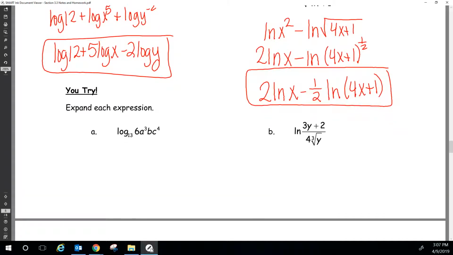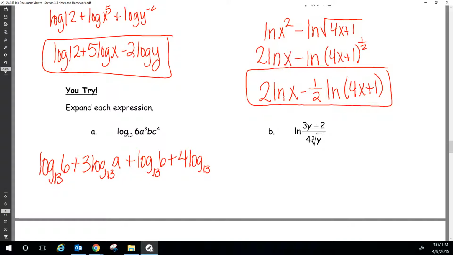For the c part, then this would be log base 13 of 6 plus, it's going to be log base 13 of a cubed. I'm going to go ahead and bring that 3 in front. So 3 log base 13 of a plus log base 13 of b. And again, bringing that 4 down in the step 4 log base 13 of c.